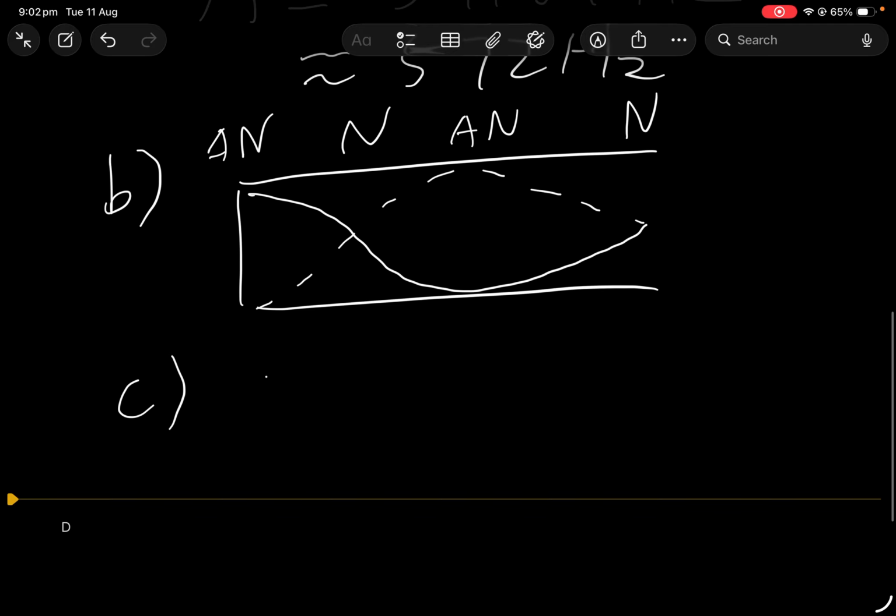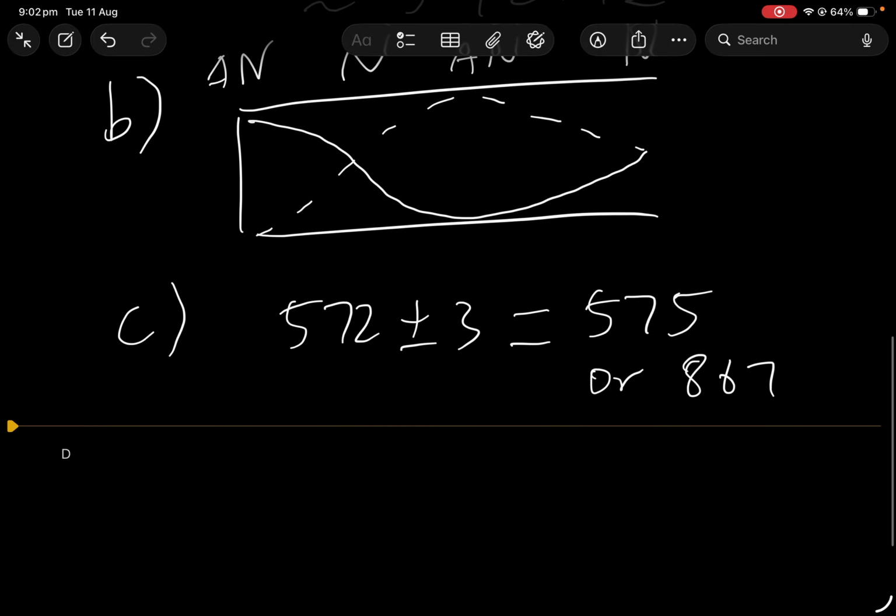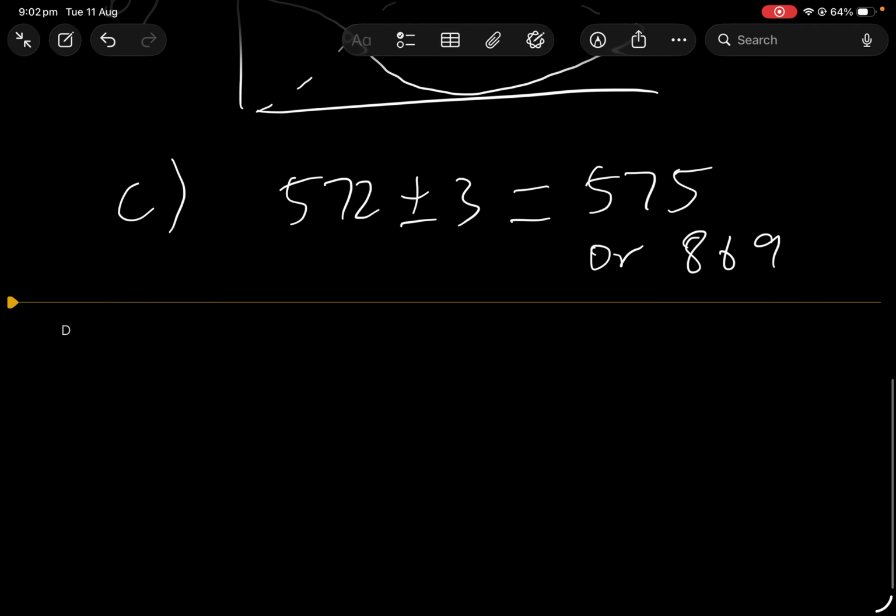So the second organ pipe can be 572 plus or minus 3, which is 575 or 569. That means we want to find the length of these.